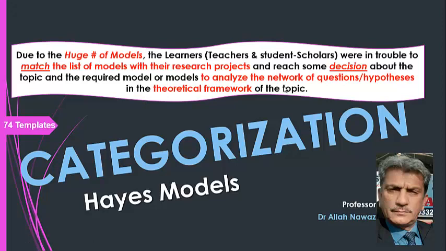So I have made an effort to categorize or classify the 74 models according to a foundation, so that the number of models is reduced to some categories which are manageable and understandable, and the users of these models can quick start with these categories while making decisions about their research topic, the number of variables, the type of variables, and the type of interrelationships that will be analyzed.